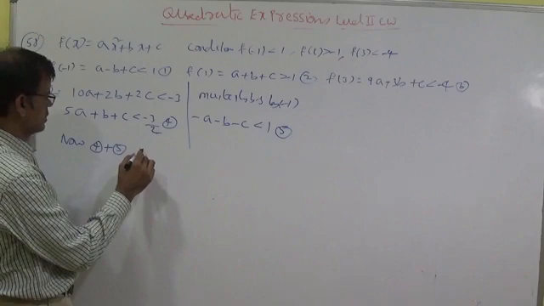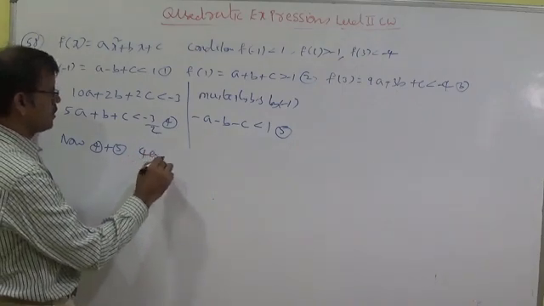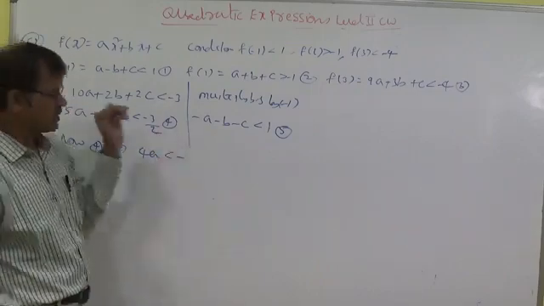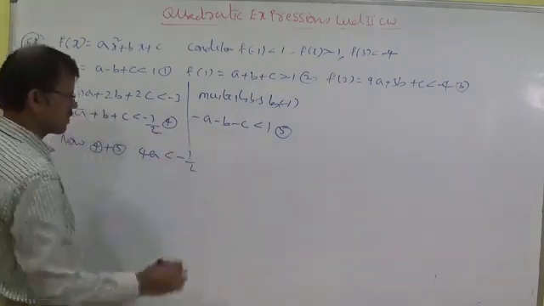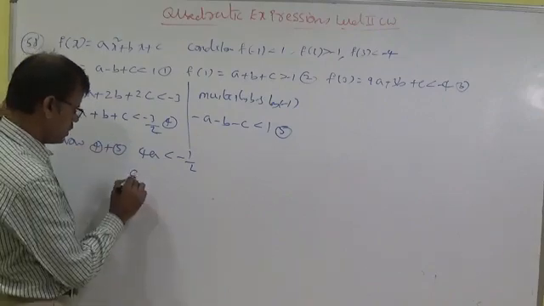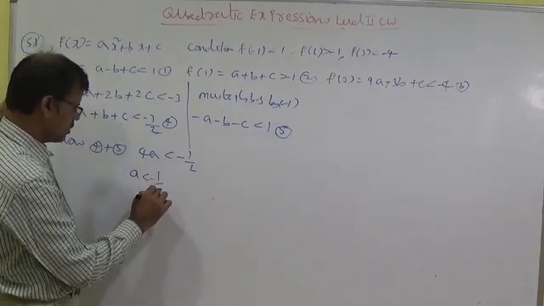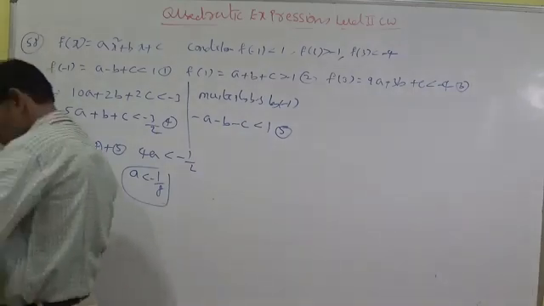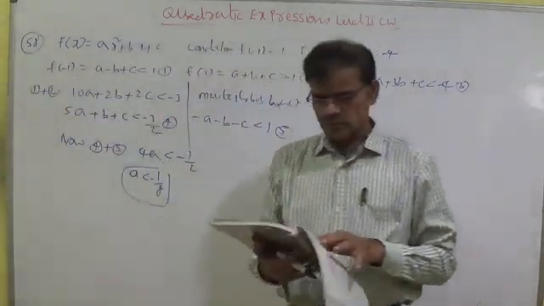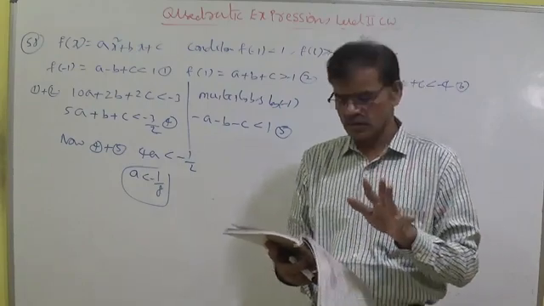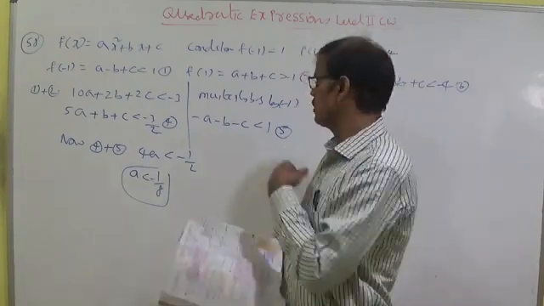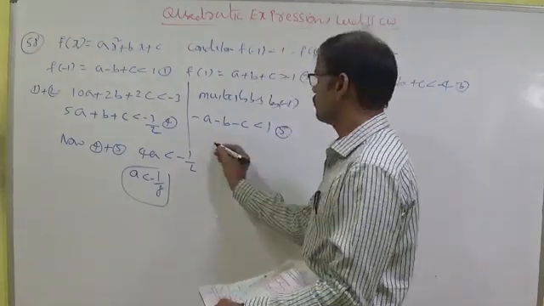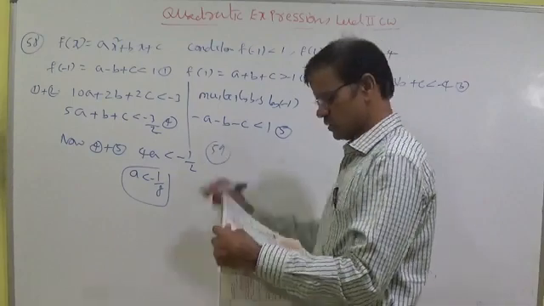5a minus a becomes 4a. The b's and c's will get cancelled. Minus 3 by 2 plus 1 becomes minus 1 by 2. So, a is less than minus 1 by 8. Verifying the options: every option given in terms of a, only a less than minus 1 by 8 is correct. The answer is the third option.